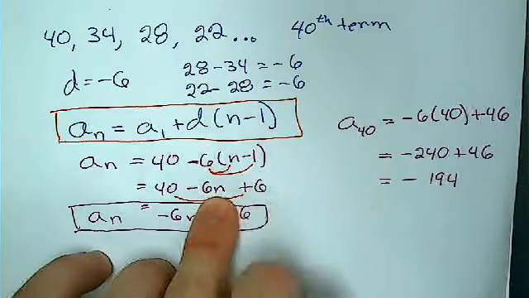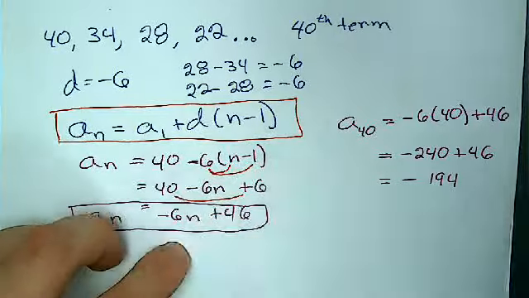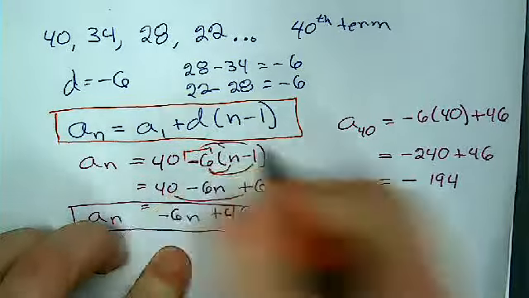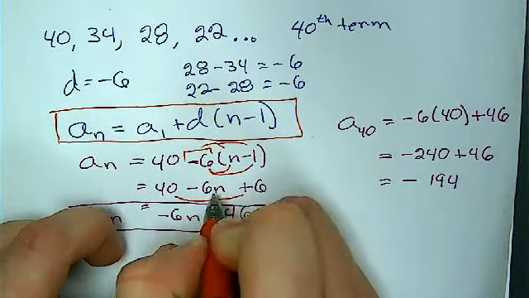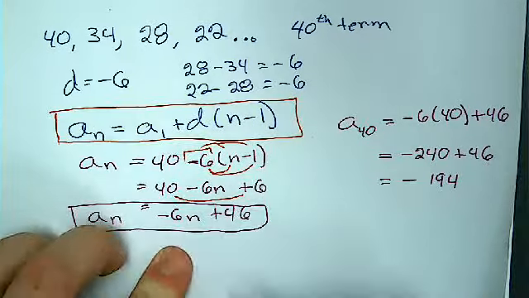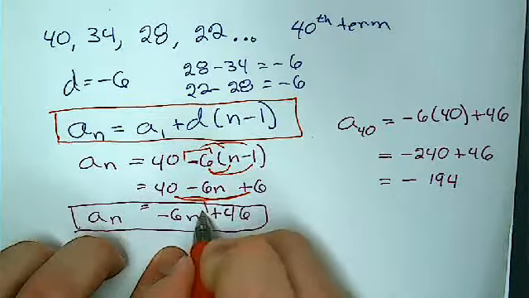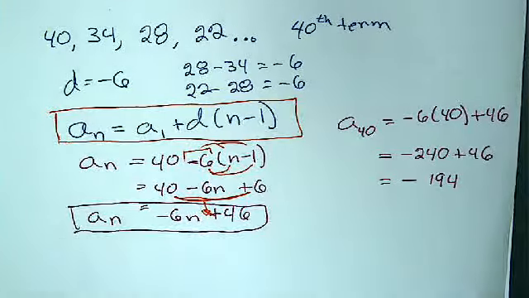Okay, this is the first step in cleaning this up. I'm going to distribute the negative 6 over both of those two terms. So negative 6 times the positive n is negative 6n. Negative 6 times negative 1, positive 6. And I can combine these two because they don't have a variable, and that's where the 46 comes from. Other questions?